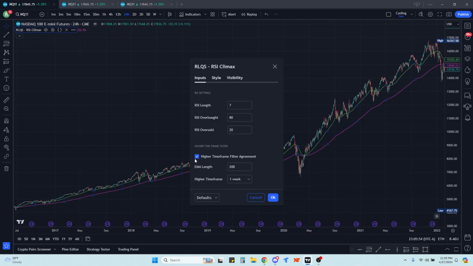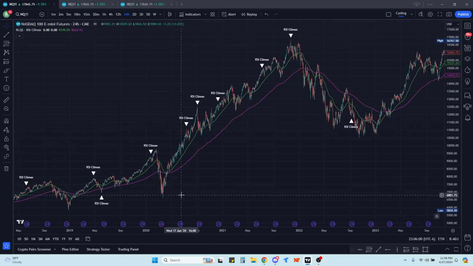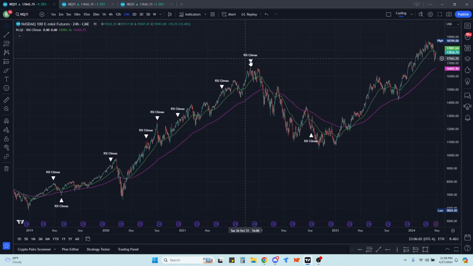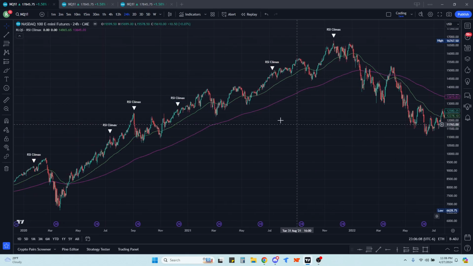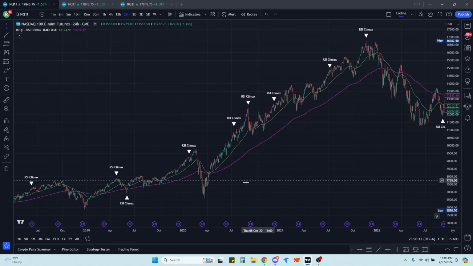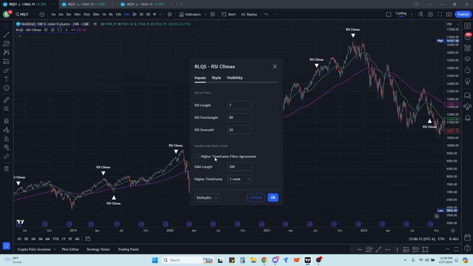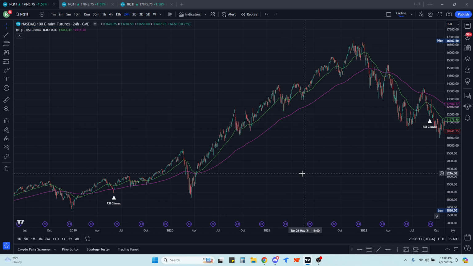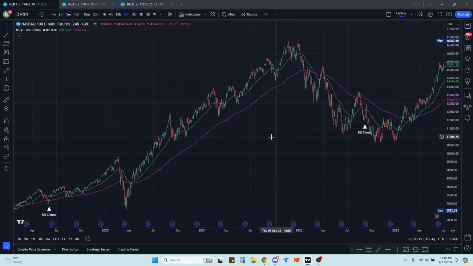If you don't want to use the filter, just click the Boolean button and it will show you a bunch of climaxes. As you can see, it most often will find your tops. It can also find just regular consolidation periods, all sorts of different things. This is why I built the filter in. So it filters out a lot of the extra noise.